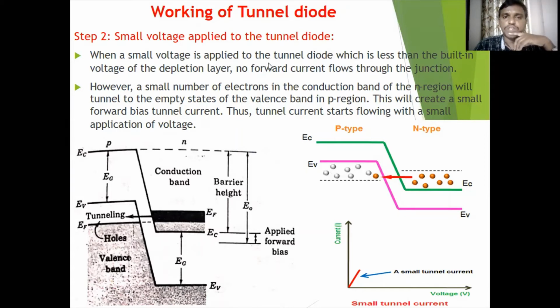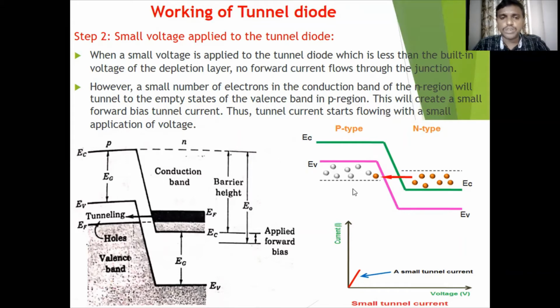So when a small voltage is applied to the tunnel diode, which is less than the built-in voltage of the depletion layer, no forward current flows through the junction. However, a small number of electrons in the conduction band of the n region will tunnel to the empty states of the valency band in the p region. This will create a small forward bias tunnel current.